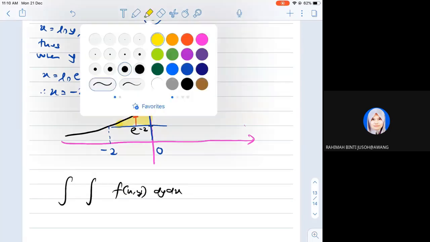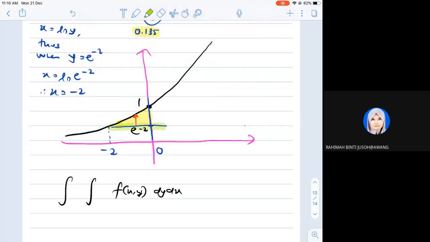So the bottom line is this. Okay, so y equals to what? Bottom line. Exponent negative 2. Yes, exponent negative 2. Until the upper line is this curve. So y equals to, okay, since x equals to ln y, thus y equals to exponent x, isn't it? So we have y equals to exponent x.